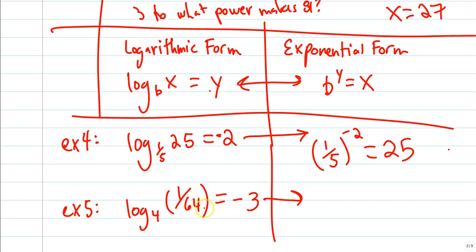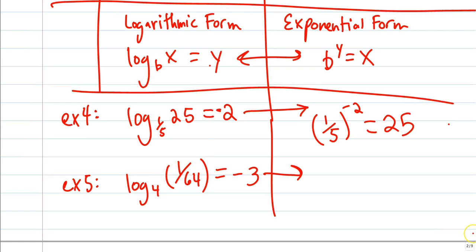Log base 4 of 1/64 is -3. Okay, let's rewrite that. What is the base? The base here is 4, and the base here is 4, raised to the, what's the exponent? Equals what result? The result is 1/64. So there are times when you want to be able to go from logarithmic form to exponential form, and there are times where you want to go back the other way. Let's keep going.